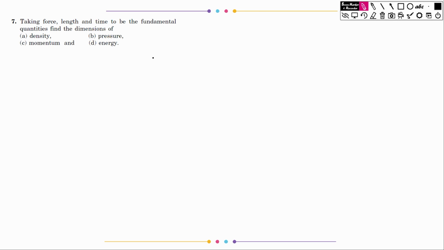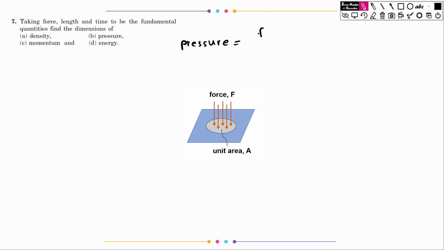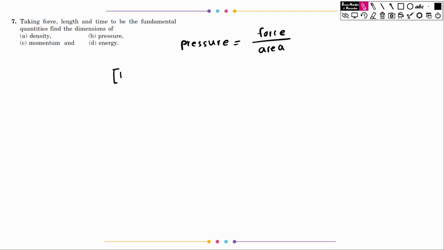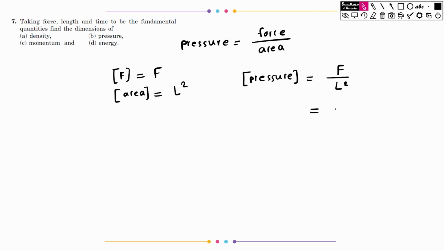Next is pressure. The pressure is force divided by area. We will take dimension of force as capital F, and dimension of area is L square. Therefore, putting these values in the main equation, we can write the dimension of pressure as F divided by L square. Therefore, it is F L to the power minus 2.